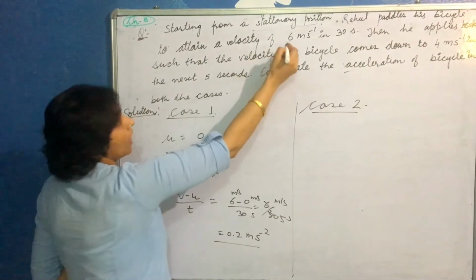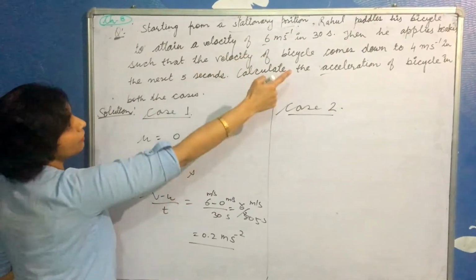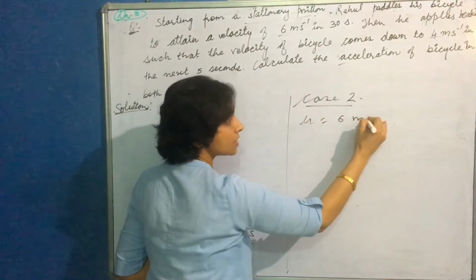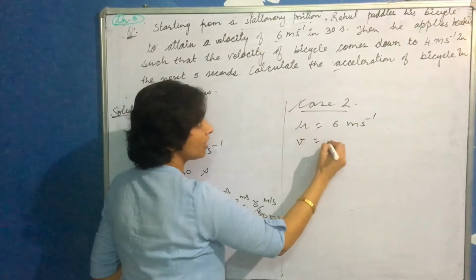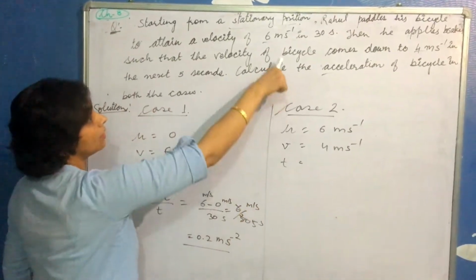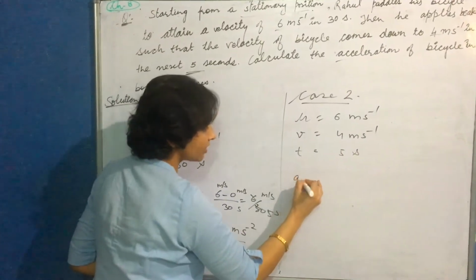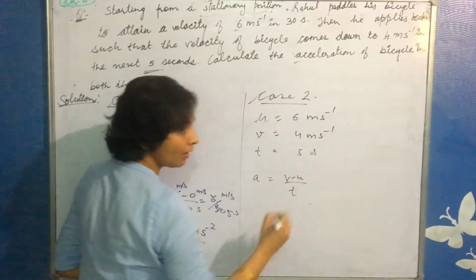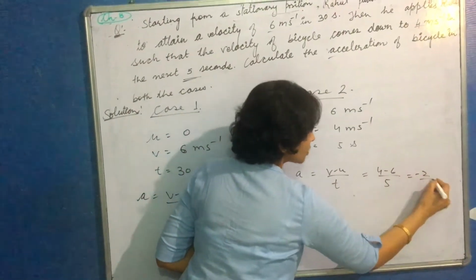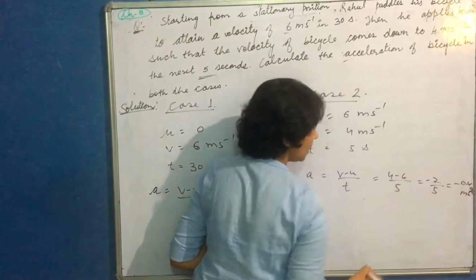See, earlier the velocity was 6 meter per second, then he applied brakes and the velocity was 4 meter per second. So here initial velocity is what? 6 meter per second. Final velocity is what? 4 meter per second. Time is what? Next 5 seconds, 5 s. So acceleration is what? v minus u upon t. That is 4 minus 6 upon 5. Minus 2 upon 5. Minus 0.4 meter per second square.